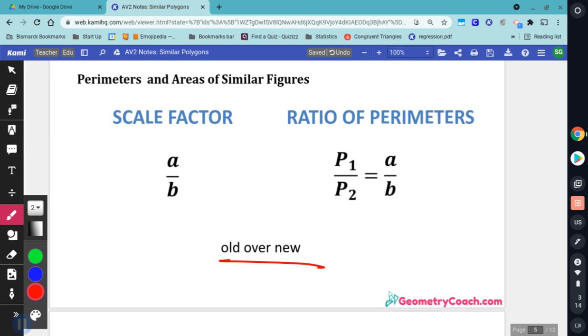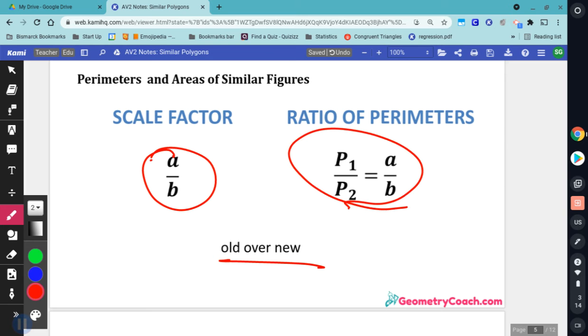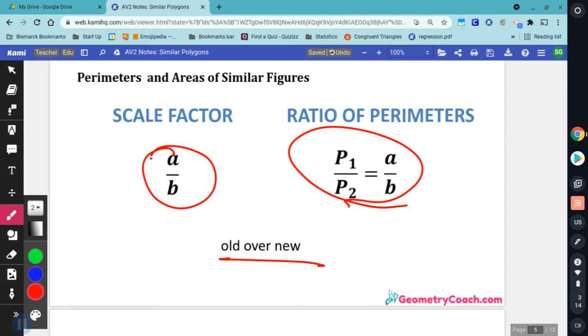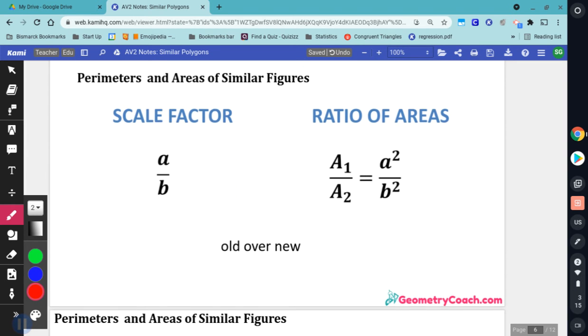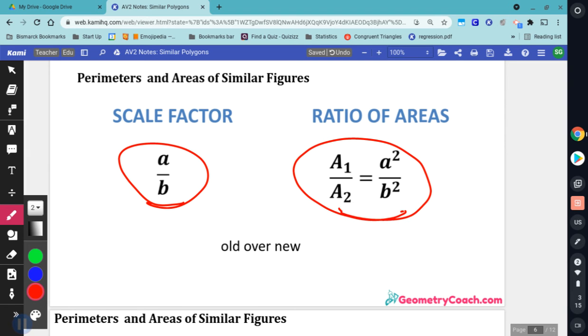So if the scale factor for a figure is A over B, the scale factor for its perimeters is going to be A over B. So the ratio of the side lengths and the ratio of the perimeters are the same. Unlike areas, if the scale factor is A over B, the scale factor of the areas is going to be A squared over B squared, because scale factor is linear and area is not.